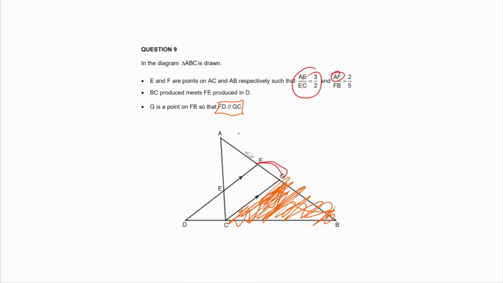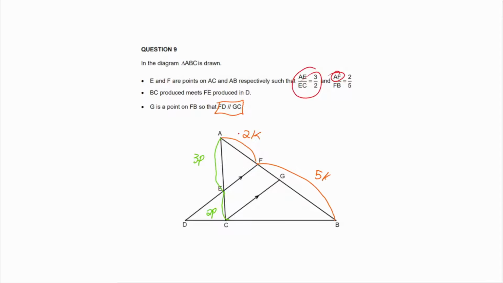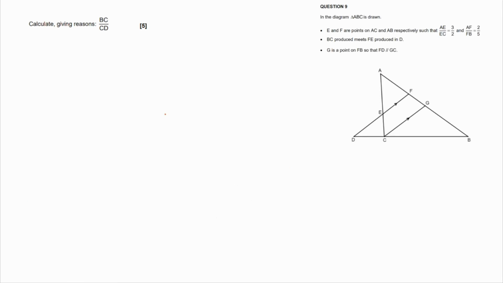Let me go back then and put in these things over here, where we had AE over EC is 3P and 2P, and here we have AF is 2K over FB is 5K. It's very important you can see those different triangles and the different ratios because you're probably going to need that. Let's get into it.